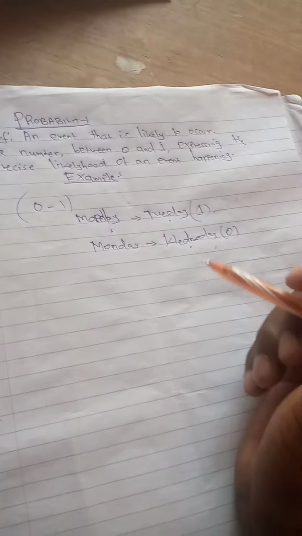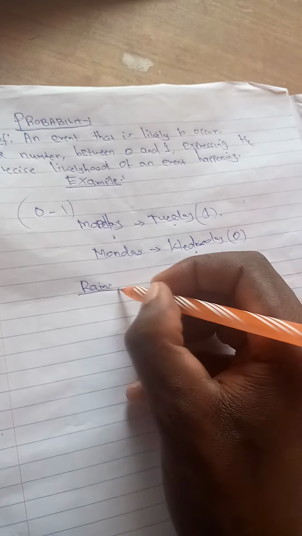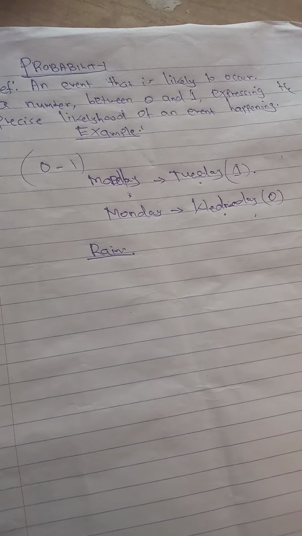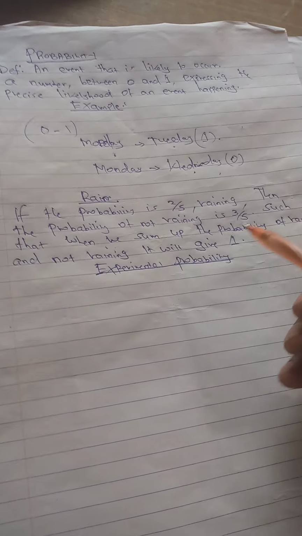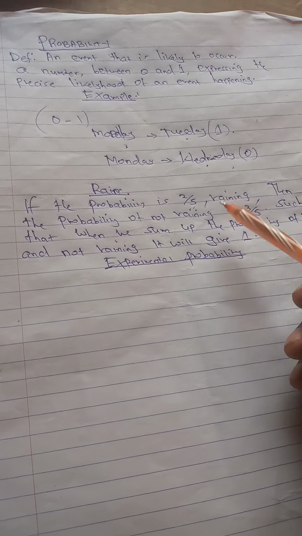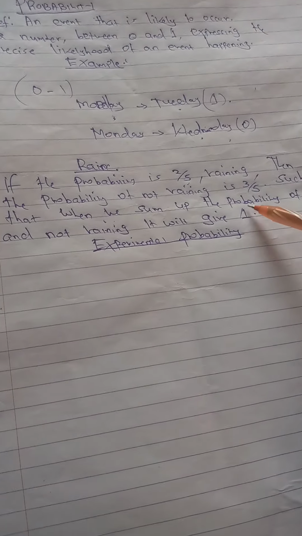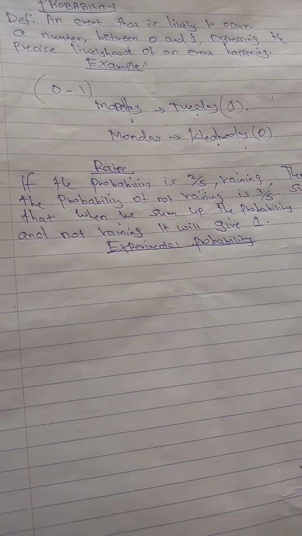Another example is rain. No one is very sure that it will rain or it will not rain. If the probability of raining is 2 over 5, this means we have low chances of raining. So the probability of not raining will be 3 over 5.